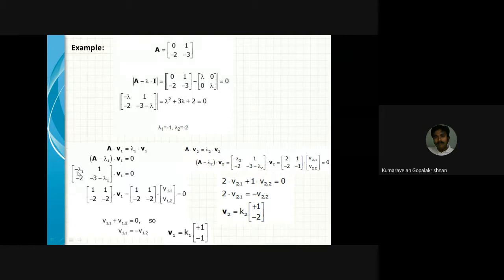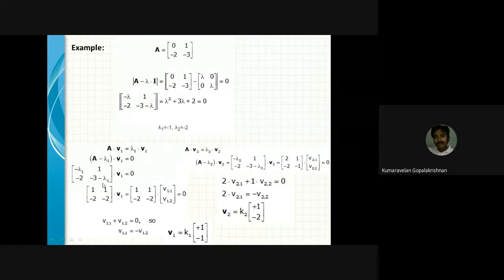I'm going to do it only with diagonal things. Okay, it is minus lambda and minus 3 minus lambda, right, into v1. So ultimately I have to find out the eigenvectors v1. That is my objective. Okay, fine.